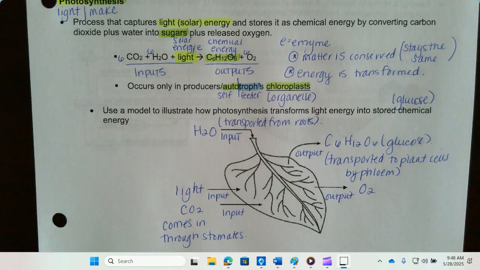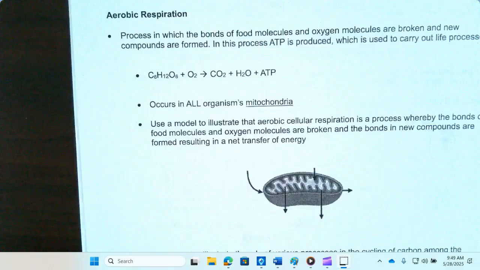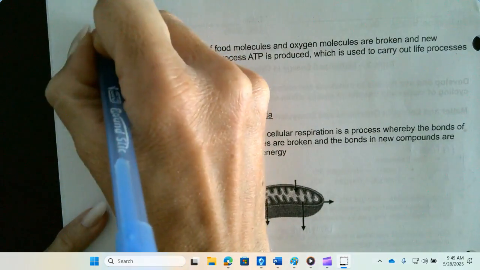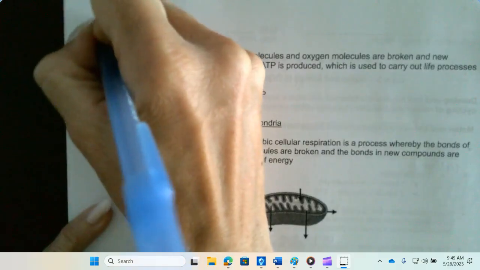On the next page now, we have a different model. Now we're looking at aerobic respiration. When we're talking about aerobic, here we have aero, that literally means air.